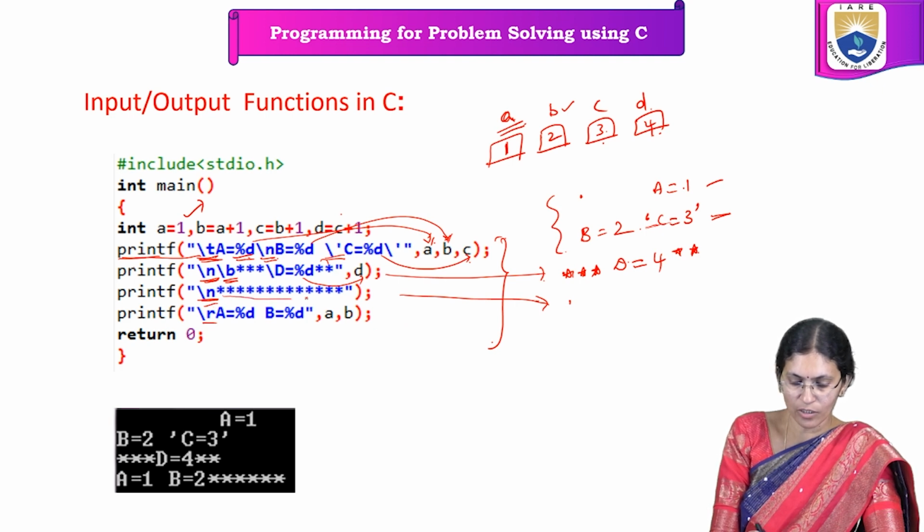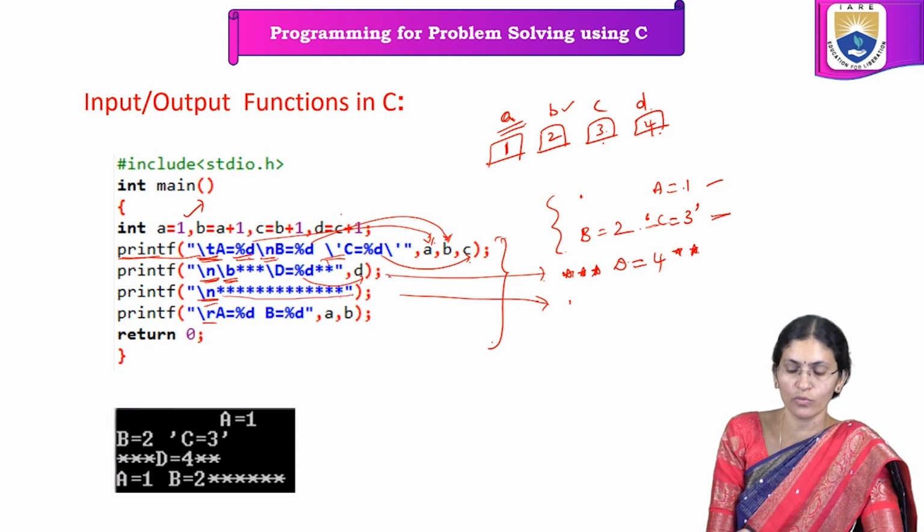Next, after that, however many asterisk symbols there are, those will all be printed here.